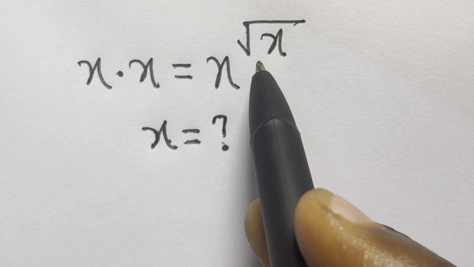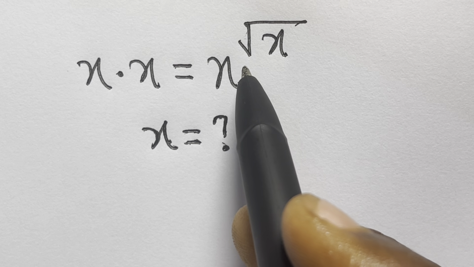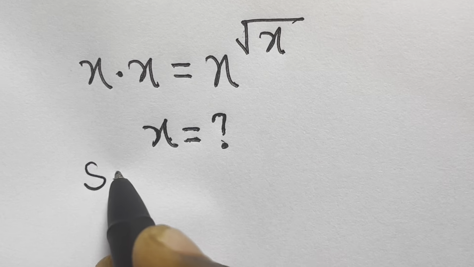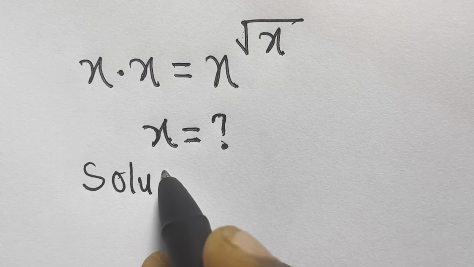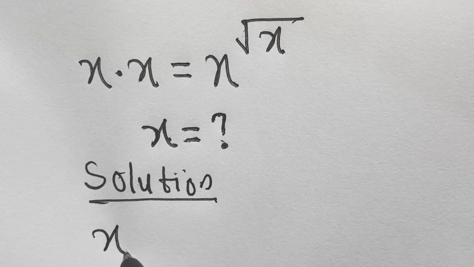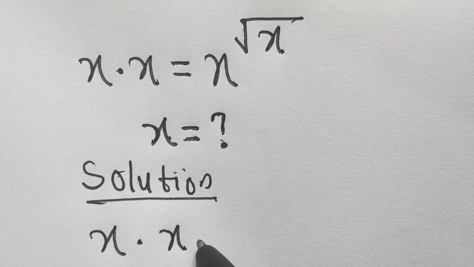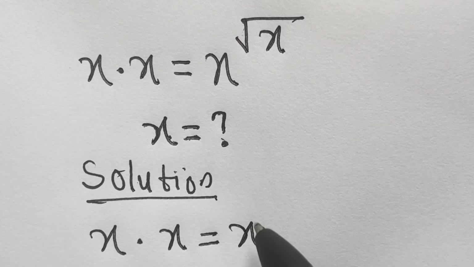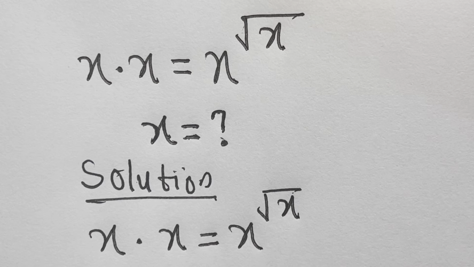In this video, we want to solve for x in x times x equals x raised to power square root of x. Let's say solution. We have x times x equals x raised to power square root of x.